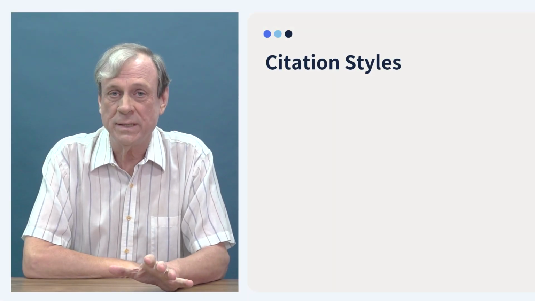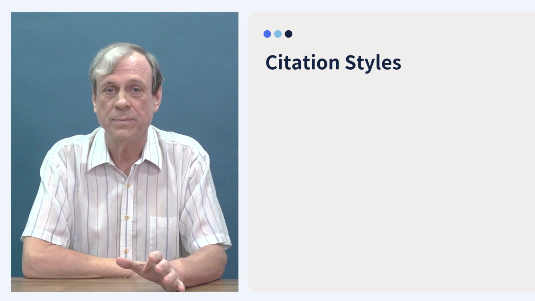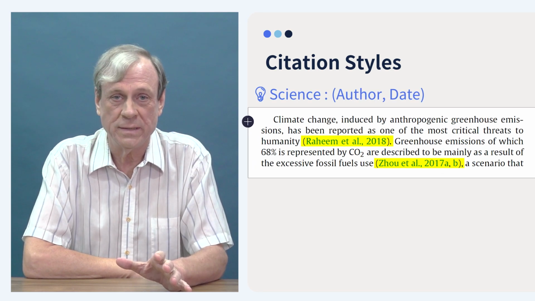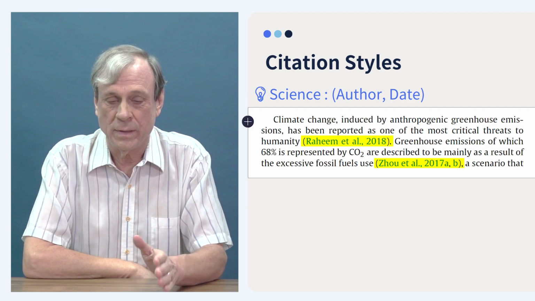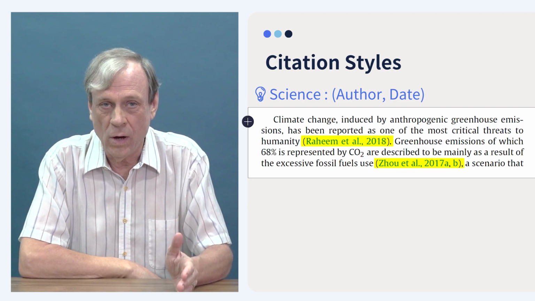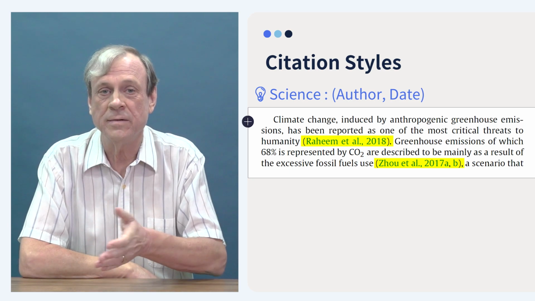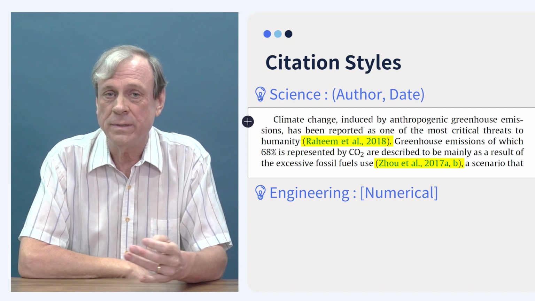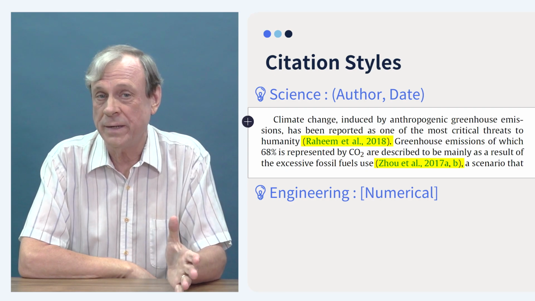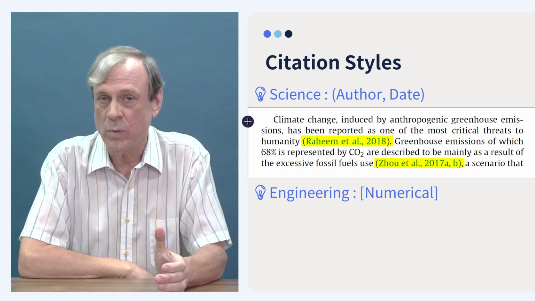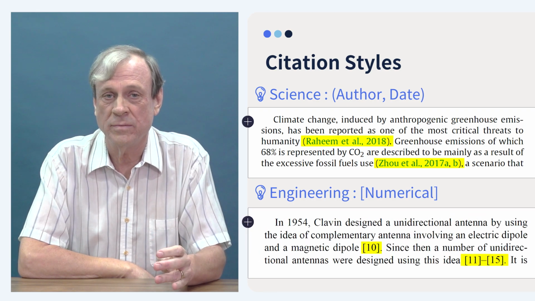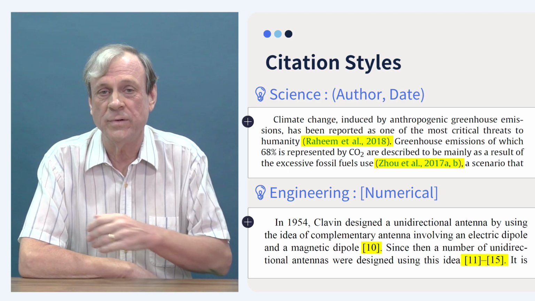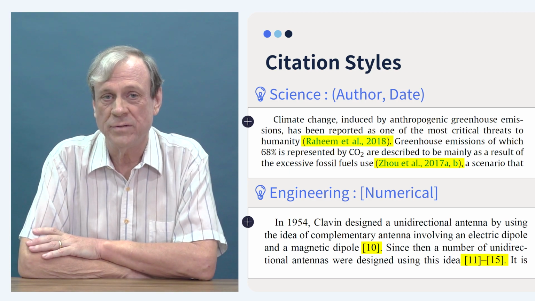Now, there are two basic citation and reference styles. In science, we typically use what's called the author-date style, where in parentheses you'll have the author, comma, date of publication of whatever that is. However, in engineering, they often use a different format, a numerical format, where in square brackets or sometimes other formats, they'll have a number, and the number then refers to something in the reference section.